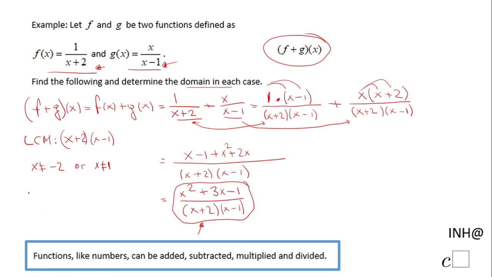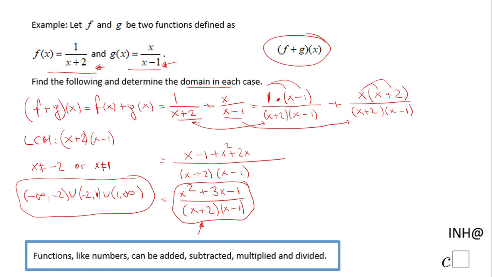If we need an interval notation, that will be -∞, -2, union with -2, 1, union with 1, infinity. So this interval notation means the same thing: any real number but -2 and 1 is the domain of this addition of functions.